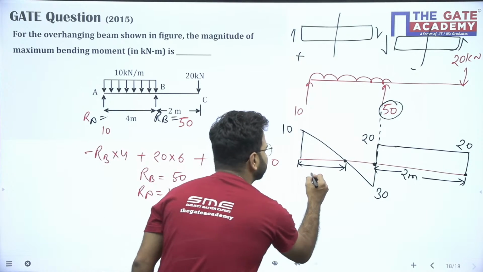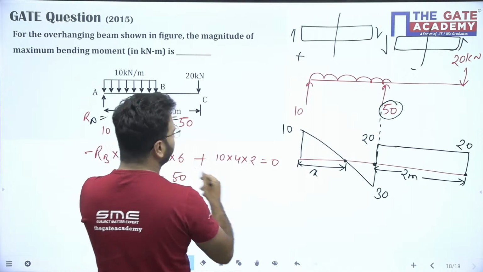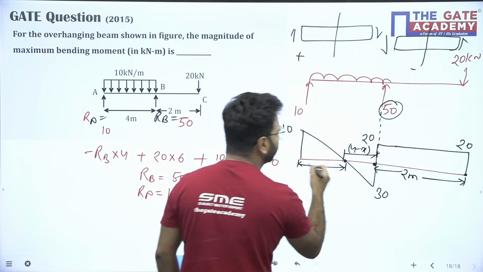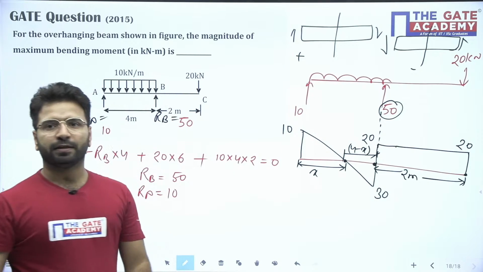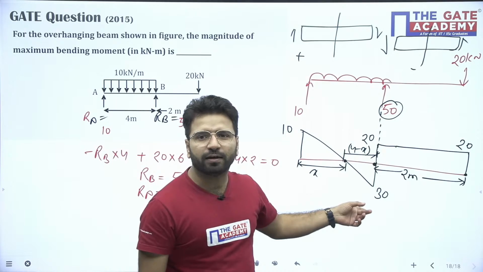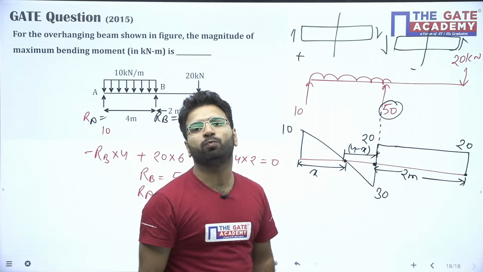I am saying this distance is x, let us say, but total is 4, so this will be 4 minus x. So can you calculate what is x value here? Everyone clear? SFD, beta. Shear force is constant between 2 point loads.